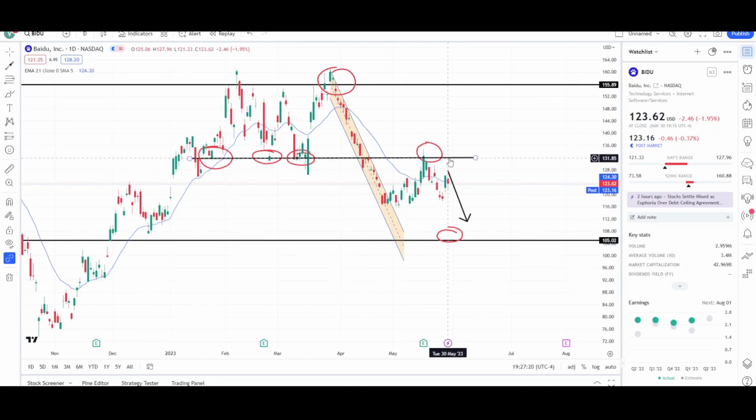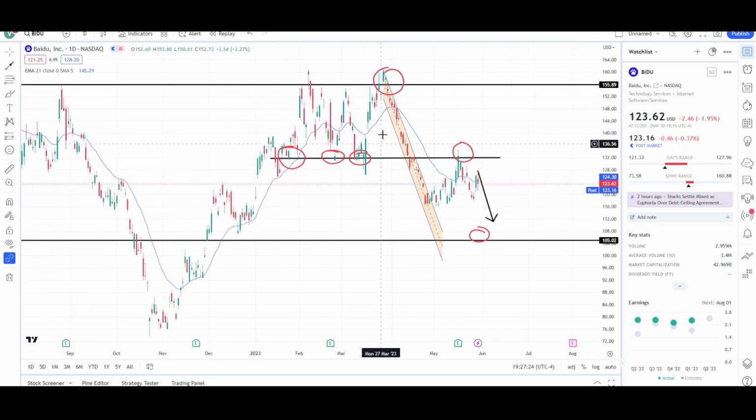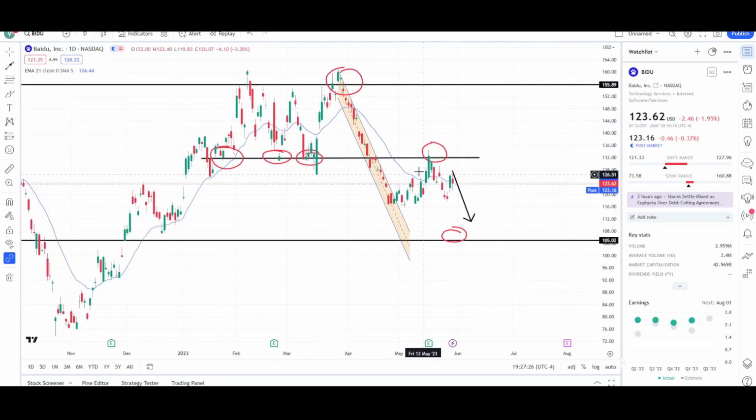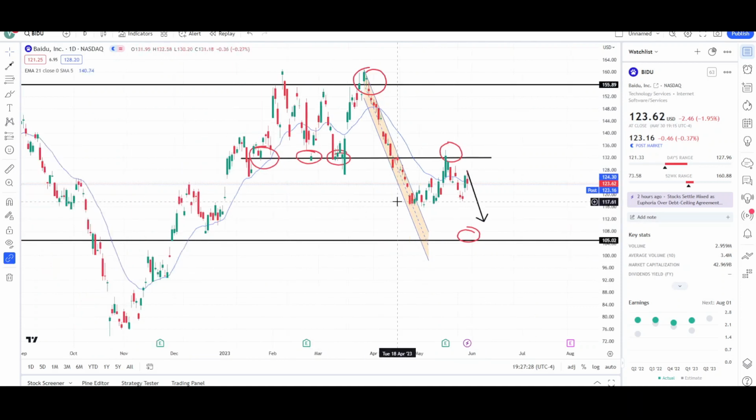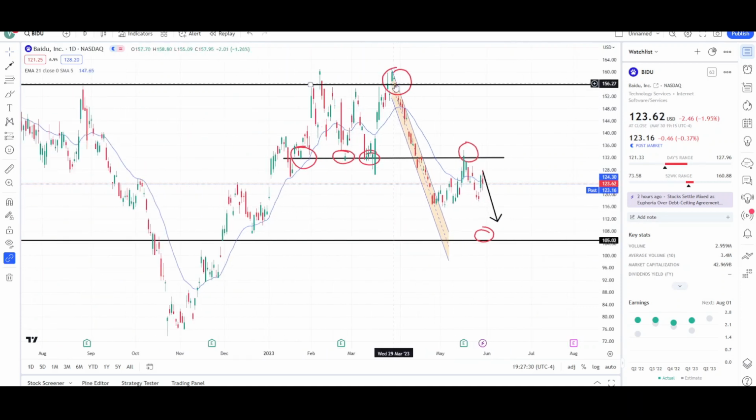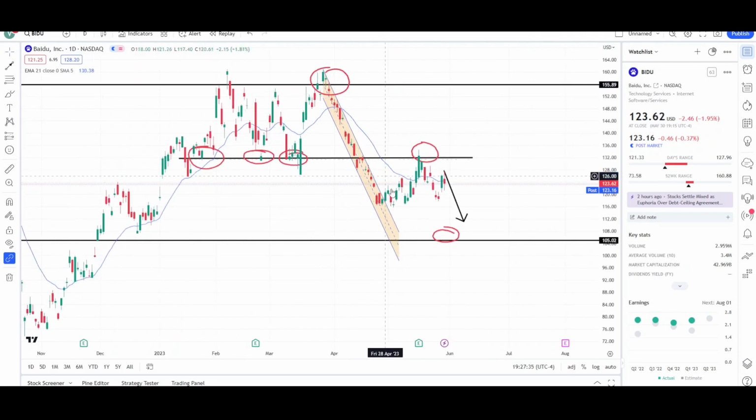Let's just say we get back above the 132 level. I think that's unlikely. I see that it's more bearish than bullish on the chart. The bias is kind of down. We just hit the very heavy resistance at the 155 level, and look at the move down we got from the 155 level.